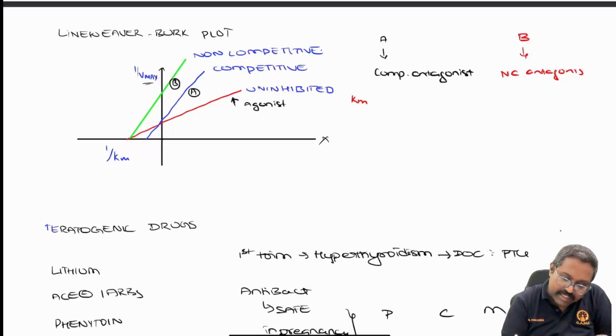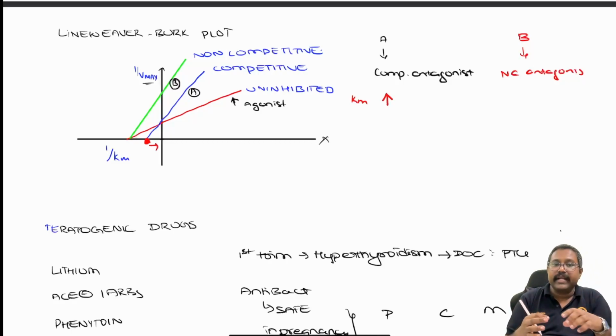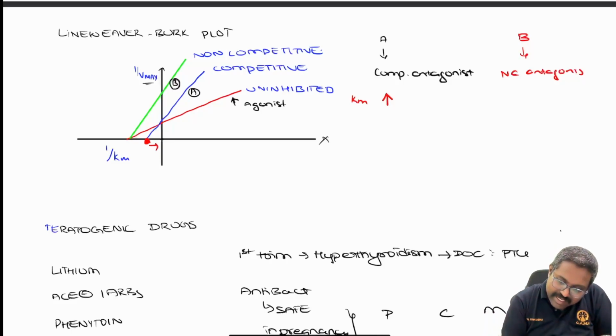So what is happening here with respect to the competitive? It is moving towards the center. So Km should increase. The dose required to overcome the inhibition is more. You need to give more drug to produce a similar response whenever it is blocked. So what happens to the Km with respect to non-competitive?